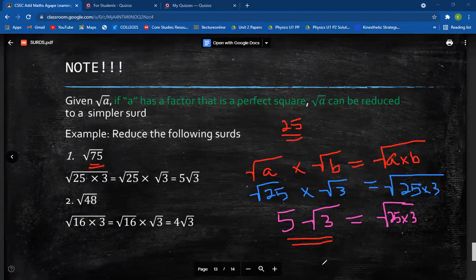If you punch out into your calculator the square root of 75, whatever answer you get, you would get the same answer if you put 5 times the square root of 3.